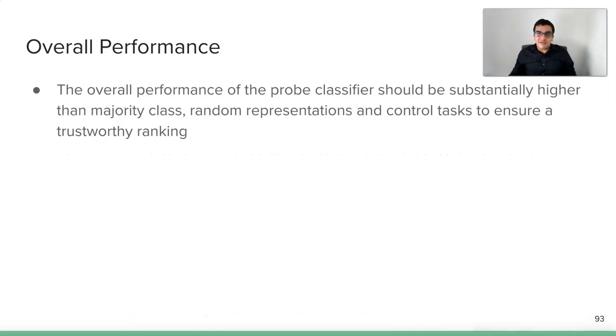To summarize, one has to make sure that the original probe's performance is higher than all of these auxiliary tests, majority class, random representations, or even control tasks, to ensure that a trustworthy ranking of neurons is actually being obtained.